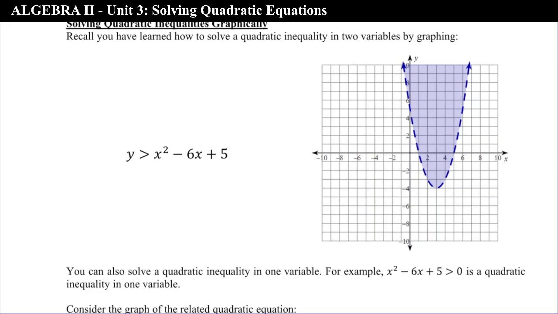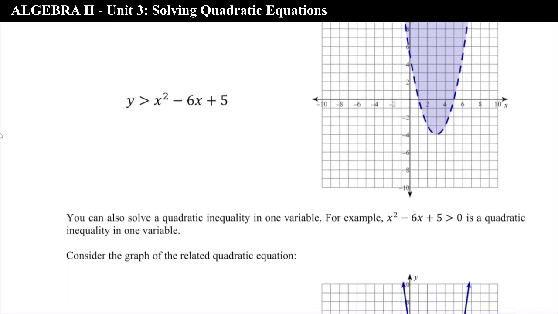Well, now let's talk about what if we have one variable. If we have a quadratic inequality in one variable, for example, x squared minus 6x plus 5 is greater than 0, the y goes away because we have some value for y now, which is 0. This is a quadratic inequality in one variable.